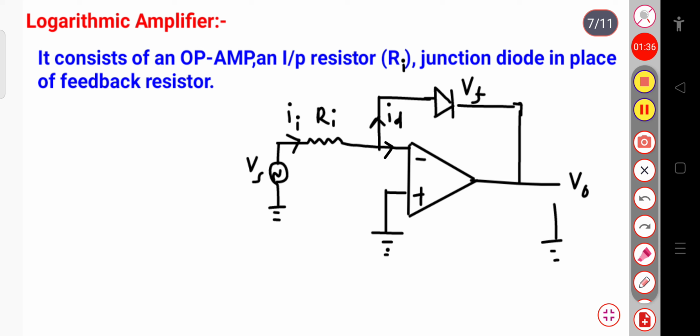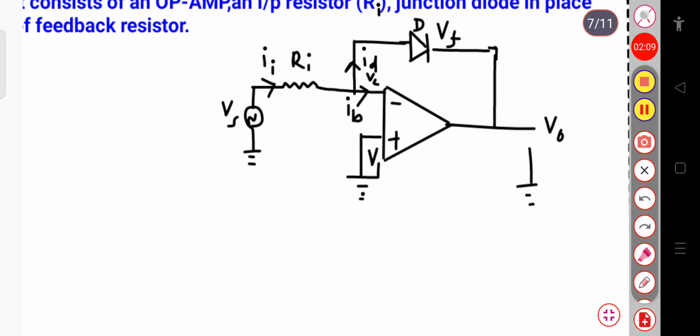and across this op-amp the current flowing is, suppose, IB. For the non-inverting terminal the voltage is, suppose, V1, and for the inverting terminal the voltage is, suppose, V2. So it consists of an op-amp, an input resistor, and the junction diode. Let me write the junction diode as D in place of the feedback resistor.